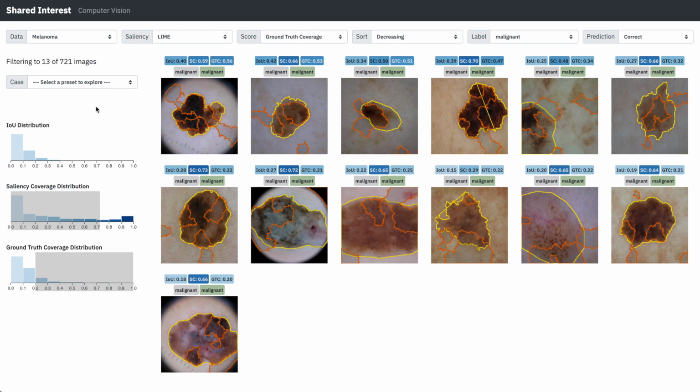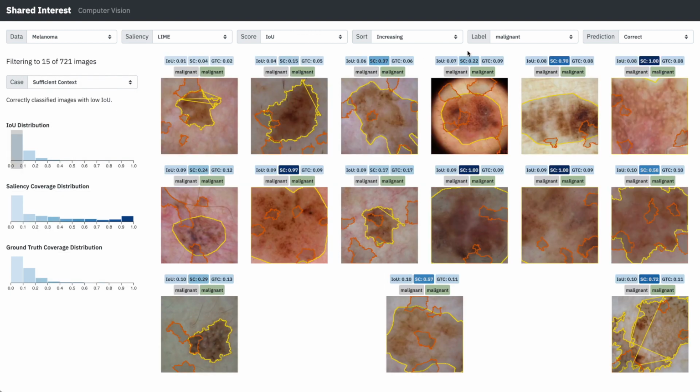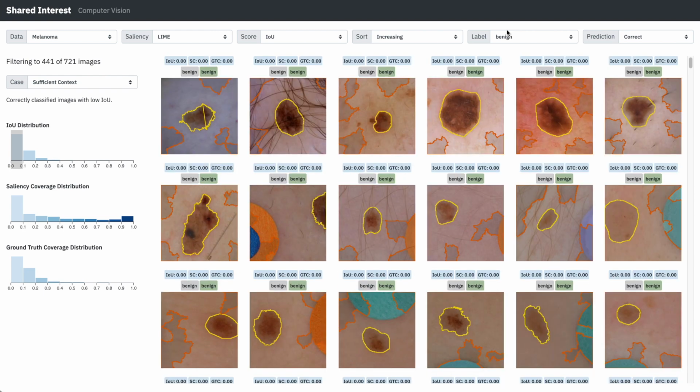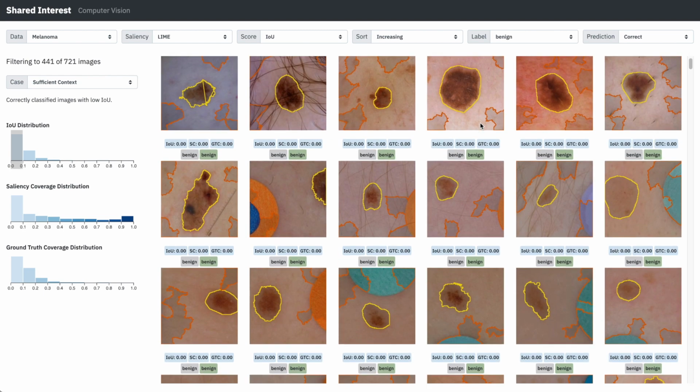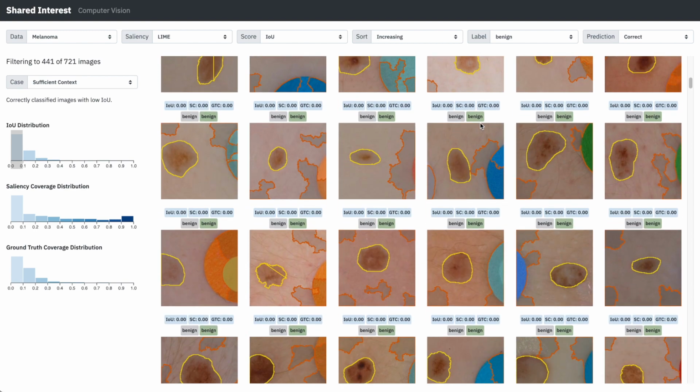Next, the user looks at sufficient context images. These are examples where the model makes a correct prediction using mostly secondary features. The results confirm the user's suspicions. The model may have latched on to meaningless features. The model seems to be relying on the presence of artifacts to predict benign lesions.